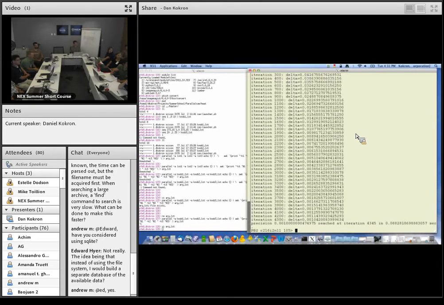Here's a question from the virtual audience. Edward Fire says, satellite sensor data files are often delivered with file names that cannot be prognostically calculated. For example, VIIRS data file names include the timestamp, but the length of the granule is variable, making it impossible to predict what the file name will be. Once the file name is known, the time can be parsed out, but the file name must be acquired first. In searching a large archive, a find command to search is very slow. What can be done to make this faster?